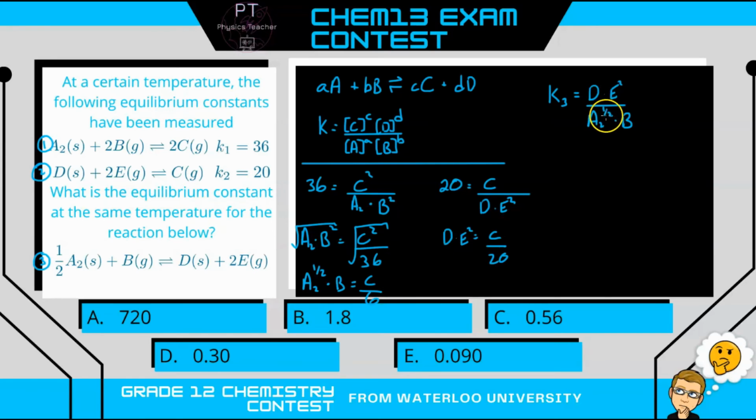Okay, well, let's substitute both of these in here for K3. So first, DE squared is C over 20. And then A2 to the half times B is C over 6. Our C's cancel, and this reduces to 6 over 20, which is the same as 3 over 10, or 0.3. So our answer is D.